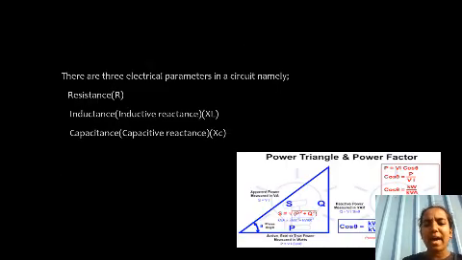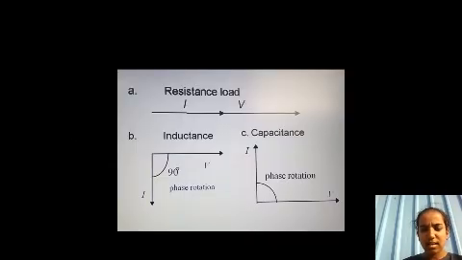There are three electrical parameters in a circuit, namely resistance, capacitance, and inductance. Resistance. When we draw a VI graph for a resistive load, we will see that V and I flow in the same line. Whereas in inductance, I lags volts, and in capacitance, volts lag I by 90 degrees of rotation.